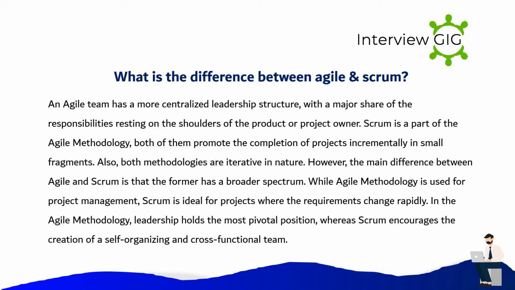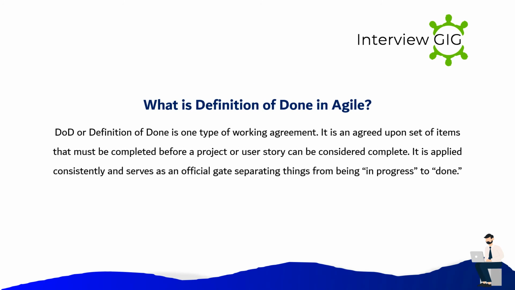However, the main difference between Agile and Scrum is that the former has a broader spectrum. While Agile methodology is used for project management, Scrum is ideal for projects where the requirements change rapidly. In the Agile methodology, leadership holds the most pivotal position, whereas Scrum encourages the creation of a self-organizing and cross-functional team. What is definition of done in Agile?